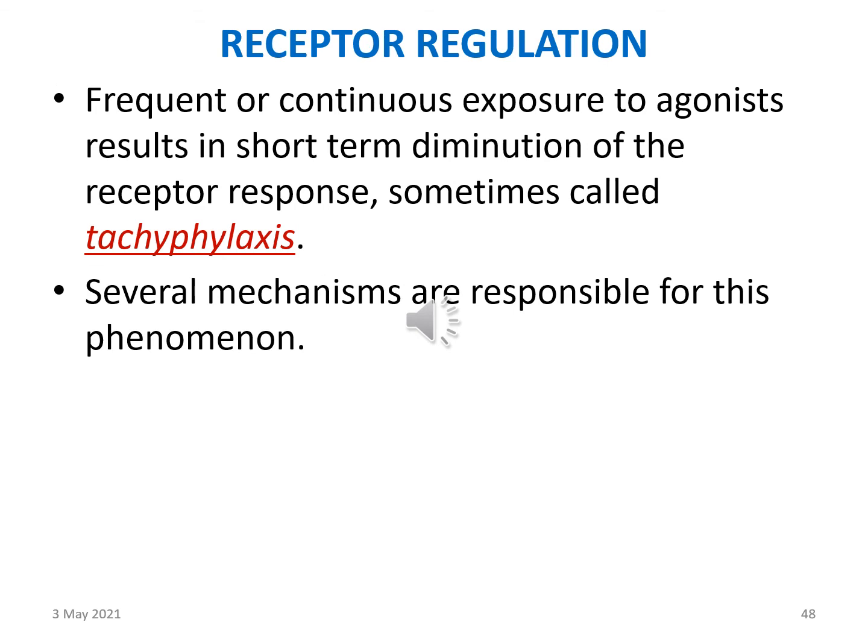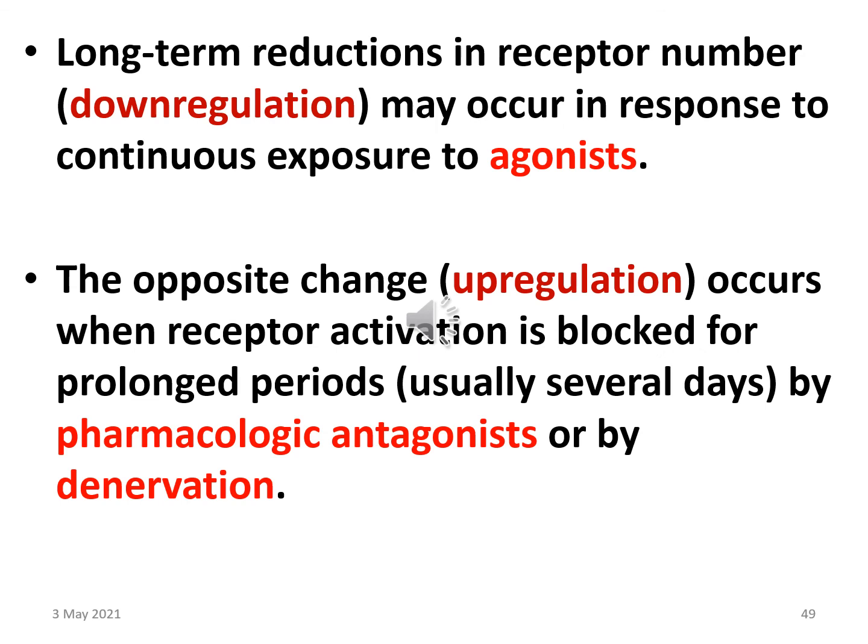Now, regarding receptor regulation, frequent or continuous exposure to agonists results in short-term diminishing of the receptor response, sometimes called tachyphylaxis. Several mechanisms are responsible for this phenomenon. Long-term reductions in receptor number, downregulation, may occur in response to continuous exposure to agonists. The opposite change, upregulation, occurs when receptor activation is blocked for a prolonged period, usually several days, by a pharmacologic antagonist or by denervation.